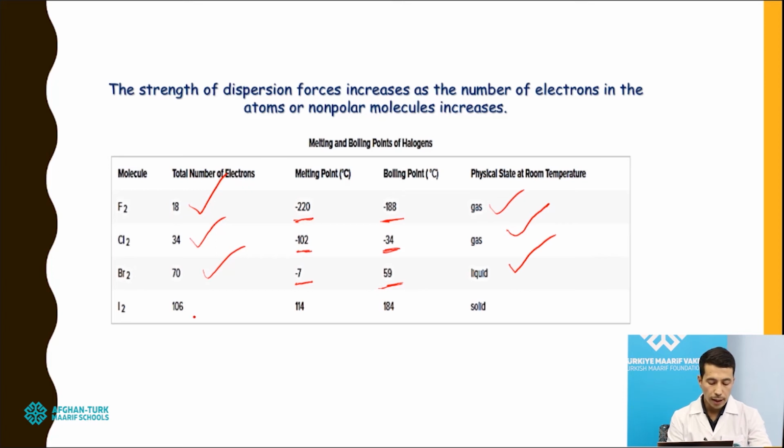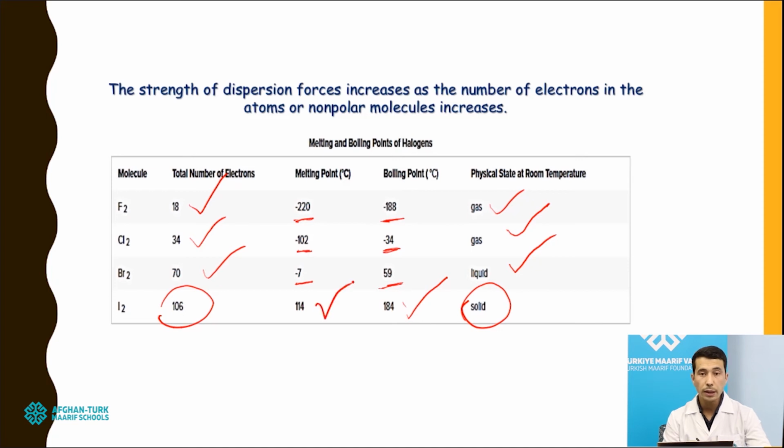The last one is iodine. Iodine will have 53 electrons. So 53 times 2 makes 106. So an iodine molecule will have 106 electrons. These 106 electrons form a strong London dispersion force between them. That's the reason that iodine is found in a solid form, and you can see that its boiling point is 184 and its melting point is 114.